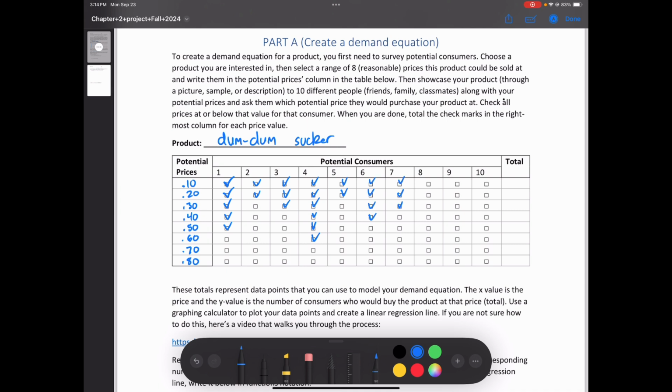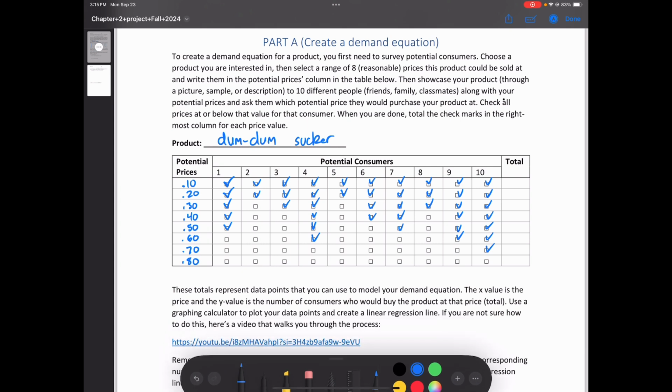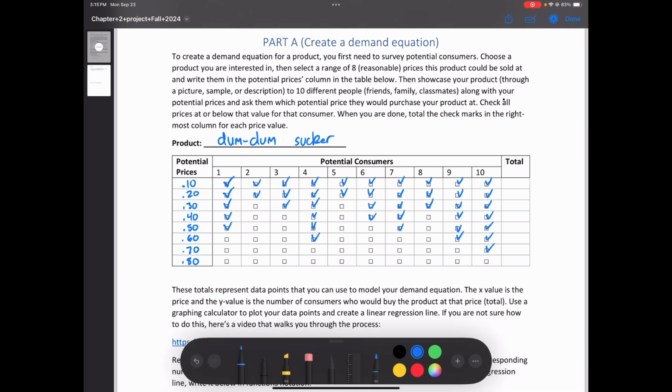And your table will end up looking something like this. So what you'll do when you're done is you'll total up the amount of check marks in each of these different rows. So for 10 cents, everyone was willing to buy a Dum Dum sucker, so my total is 10. All 10 consumers said that they would buy a sucker for 10 cents. Same thing with 20 cents, so my total is 10.